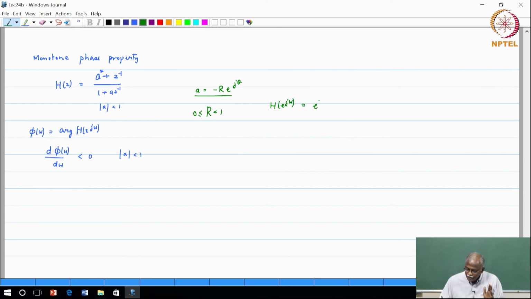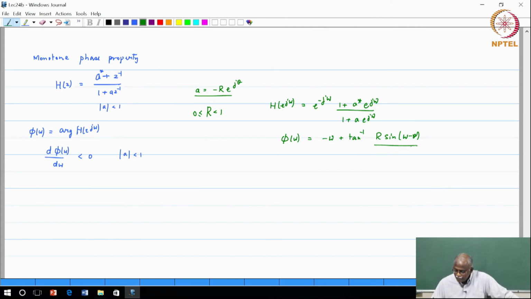Using this notation, you can write h of e to the j omega in the following way: e to the minus j omega times (1 plus a star e to the j omega), where this is the paraconjugate notation, divided by (1 plus a e to the j omega). From this it is easy to show that phi of omega is equal to minus omega plus tan inverse of r times sin of (omega minus theta) divided by (r cosine of (omega minus theta) minus 1), where a is written as r e to the j theta.